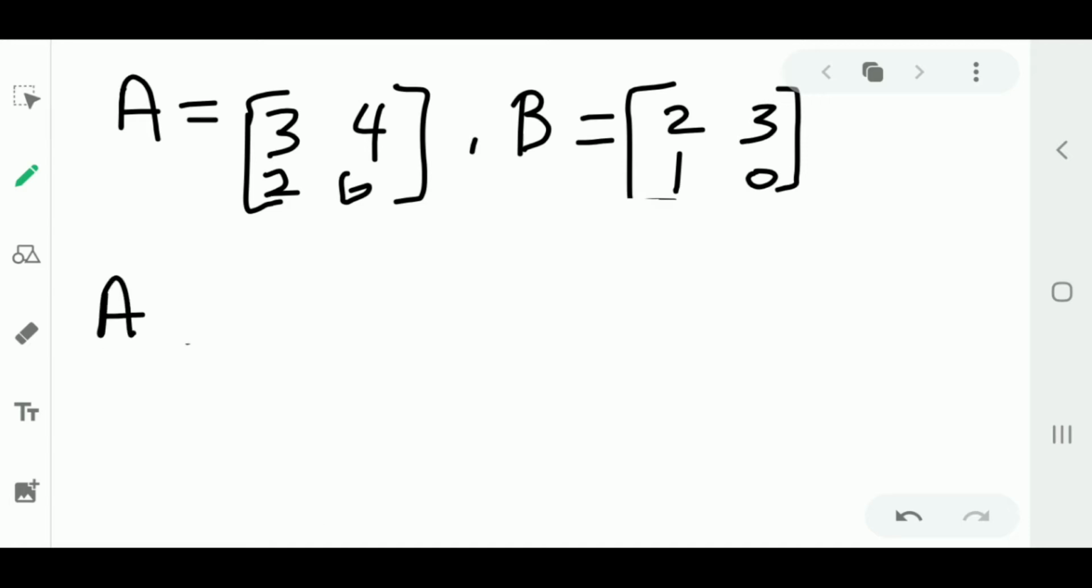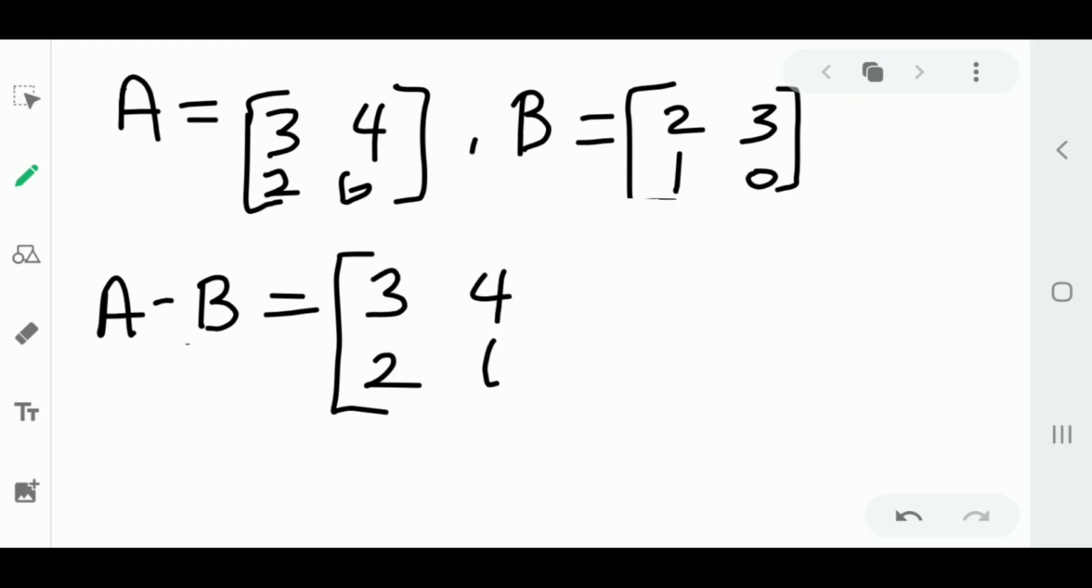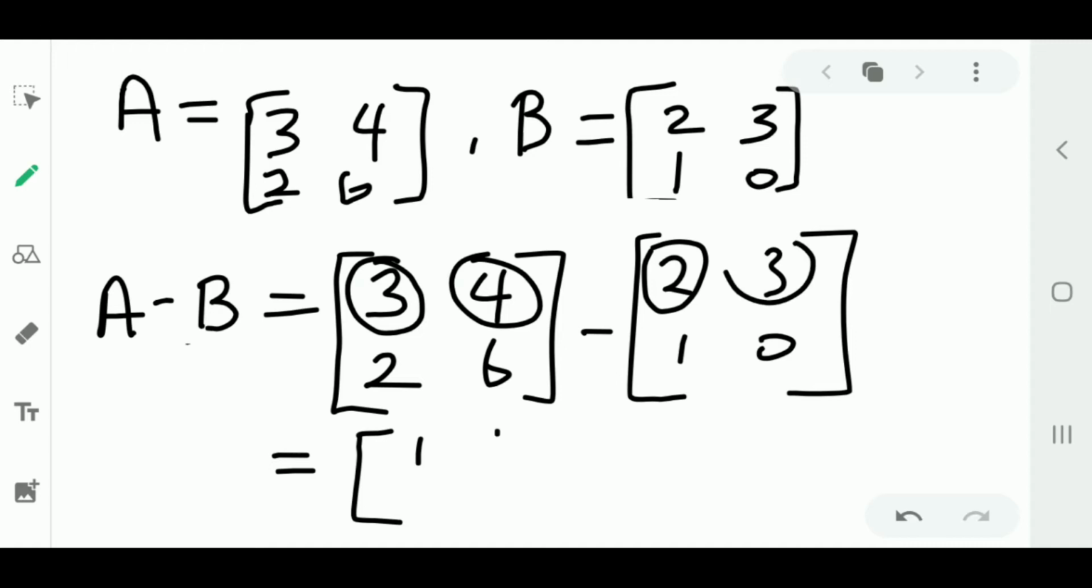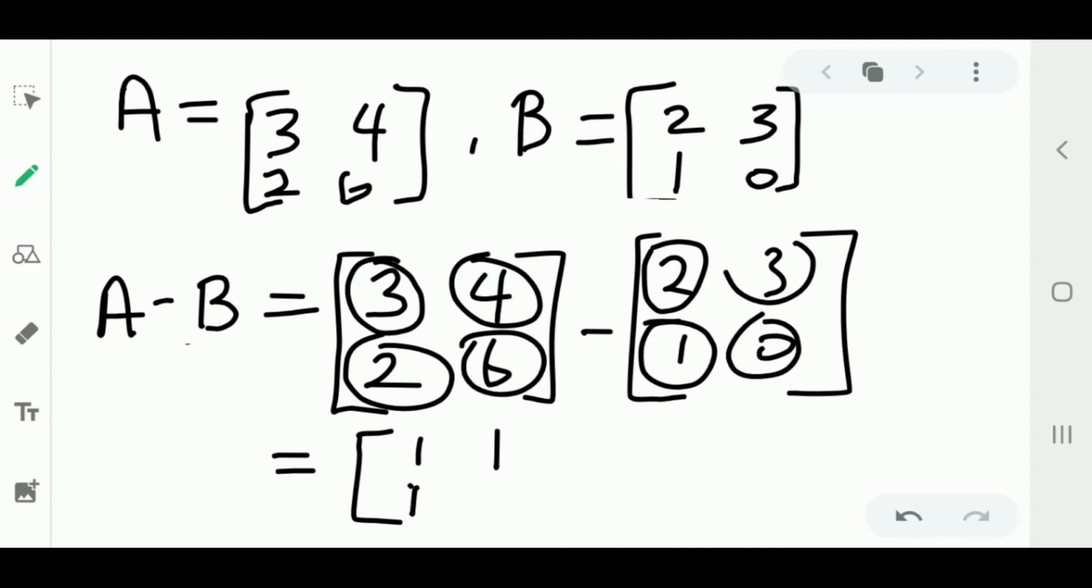Question, and we want to do A minus B. 3, 4, 2, 6 minus 2, 1, 3, 0. So it is 3 minus 2, which is 1, 4 minus 1, which is 3, 2 minus 3, which is minus 1, and 6 minus 0, which is 6.